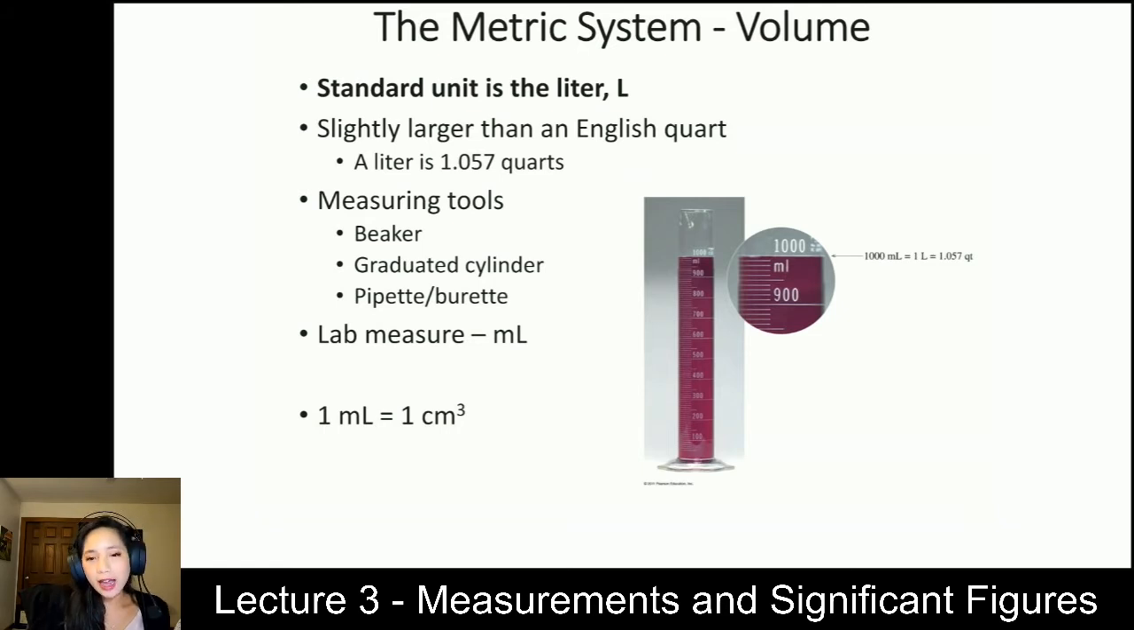So in lab, a liter is pretty large. It's 4 cups. It's basically a quart. That's a lot of liquid. So if we're working with smaller amounts of liquid, we will actually be measuring things in what is called a milliliter. Again, a milliliter is related to a liter by just a factor of 1,000. So in lab, you'll be measuring things in milliliters.